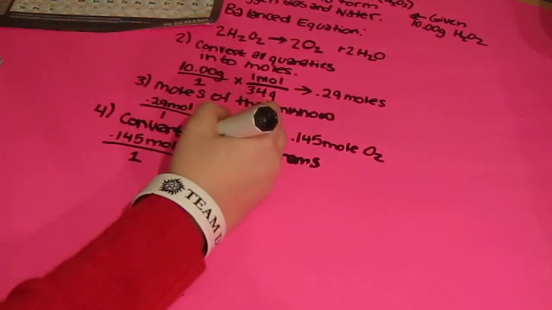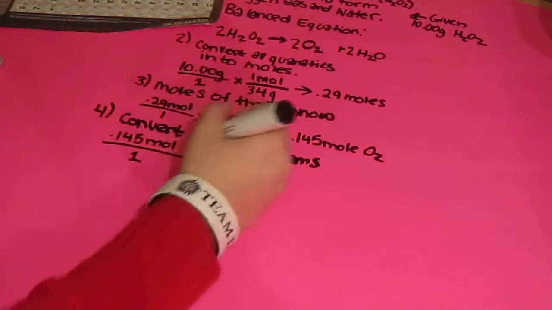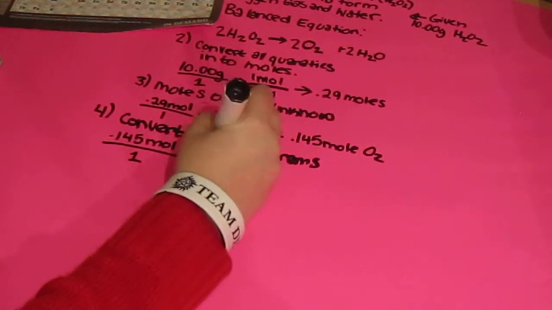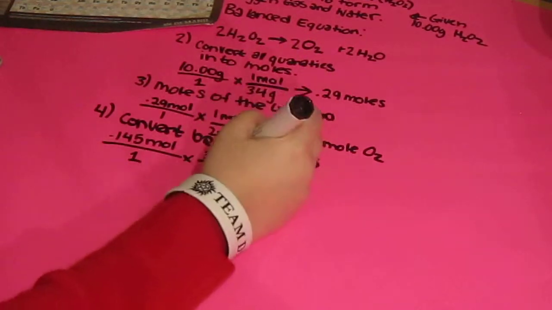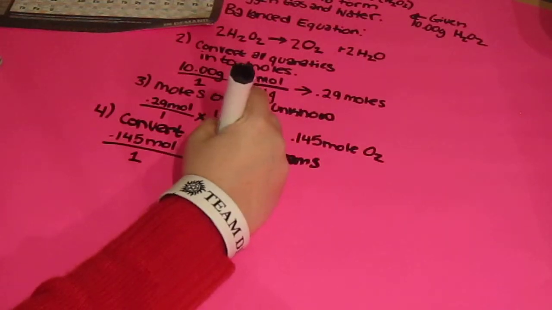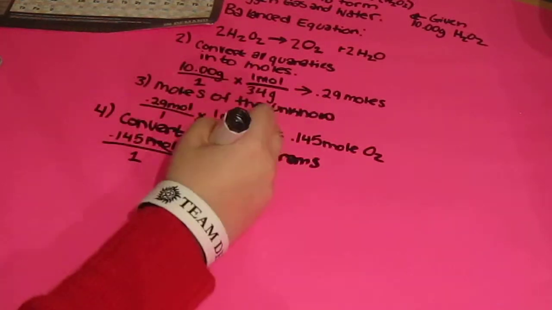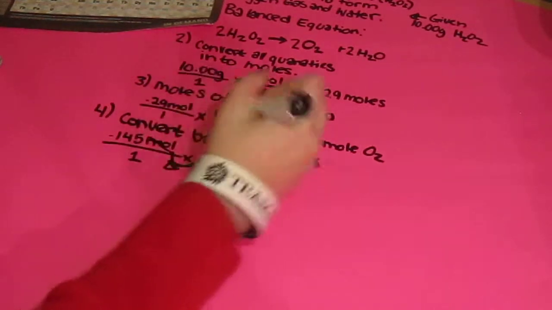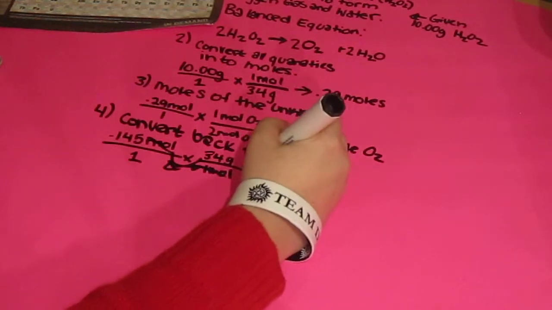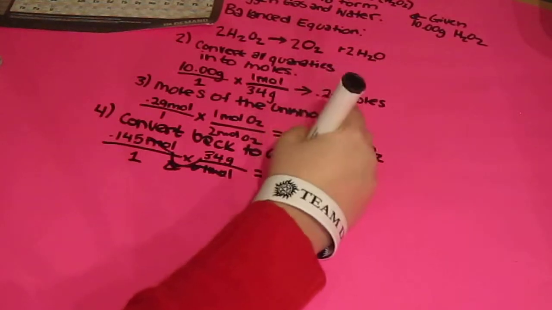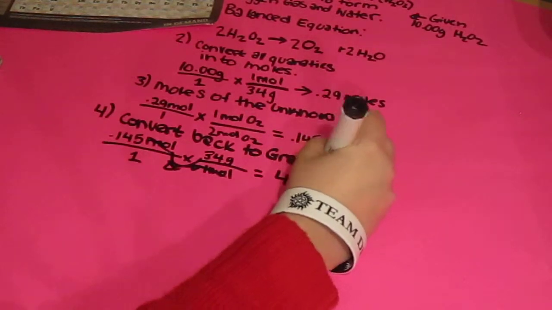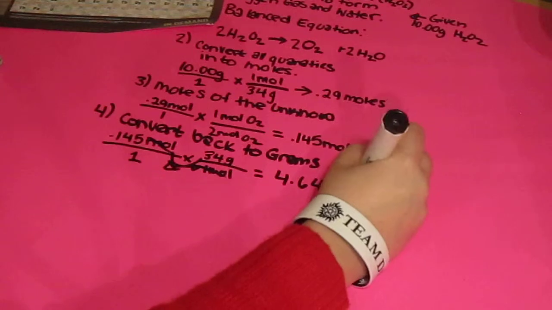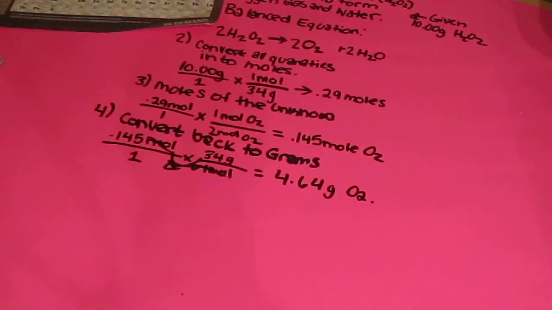and you're multiplying that by, you go back up to your 34 grams over 1 mole, and you want the moles to cross out, and then you cross multiply, and you will get that there are 4.64 grams of O2. And this is how you do stoichiometry through example.